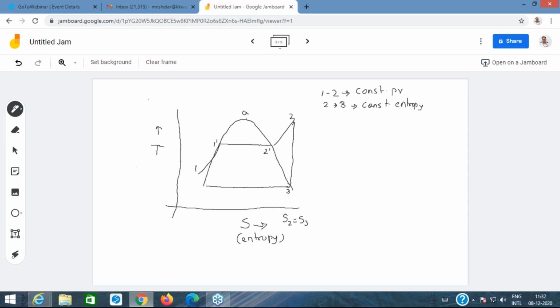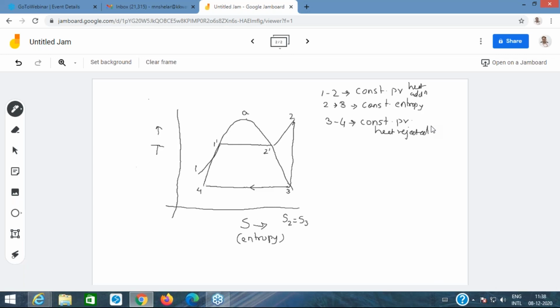Right? What is the next process? The next process is 3 to 4. It is condensation at constant pressure, so constant pressure heat rejection. Now when heat is rejected, what would happen to the entropy? When the heat is rejected, the entropy would decrease, from 3 to 4.